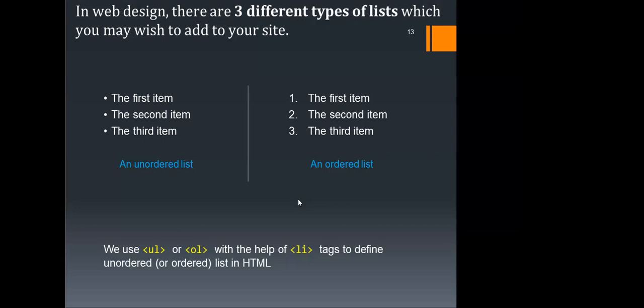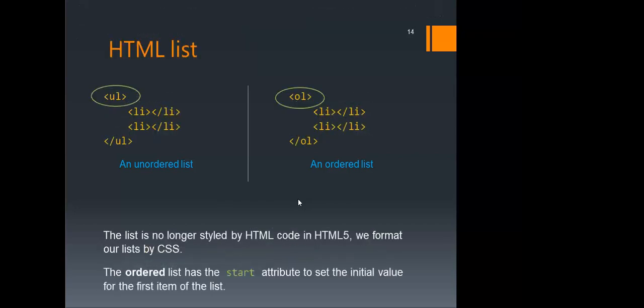We use UL and OL. UL is the unordered list, OL is the ordered list, and LI is the real listing. See here a small program. These tags can give you the required output of the unordered list and ordered list. UL will generate an unordered list, and LI will list all the elements. OL will give you an ordered list, and LI will be used for listing the elements.